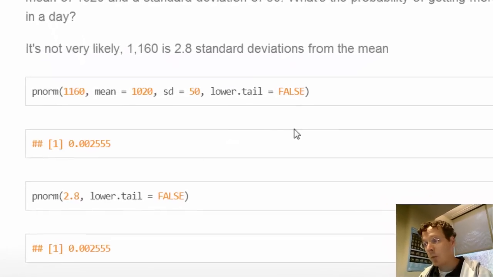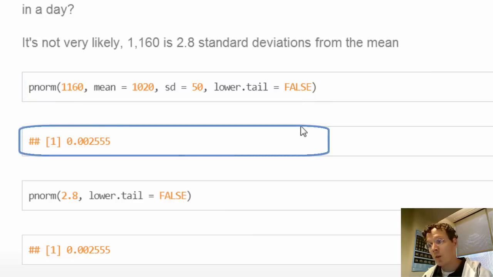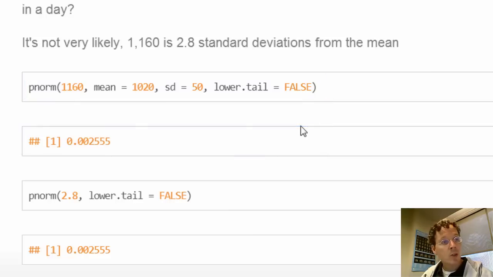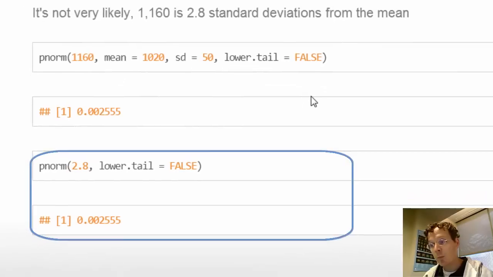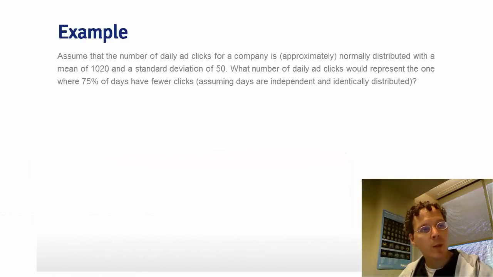We can obtain that with pnorm(1160, mean = 1020, sd = 50), and we put lower.tail = FALSE because we want the probability of being larger than it. And we get about 0.003. Just to illustrate, if we do this calculation directly using the standard normal distribution, where we've expressed 1,160 as the number of standard deviations from the mean that it is, then we get the same answer. I'd plug in pnorm(2.8) with lower.tail = FALSE, and of course it gives us the same number. So we've done a probability calculation.